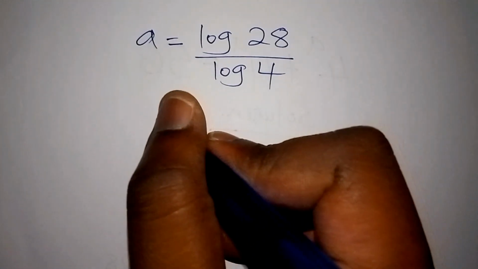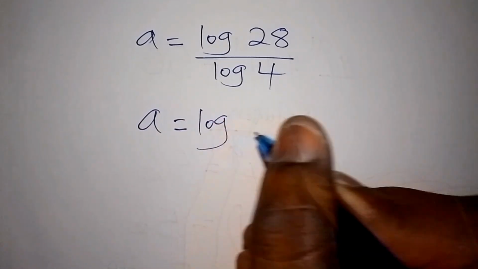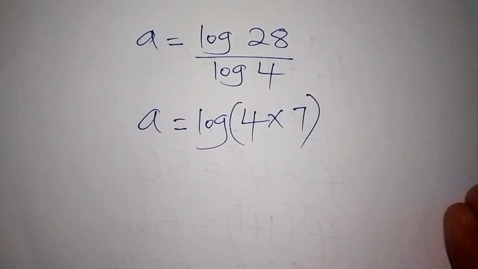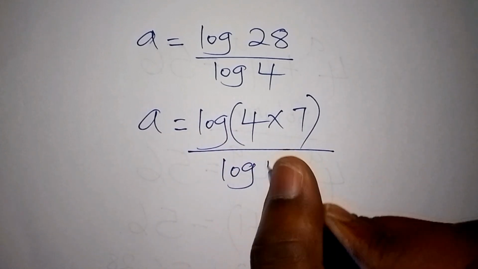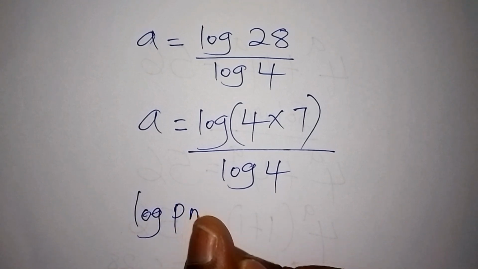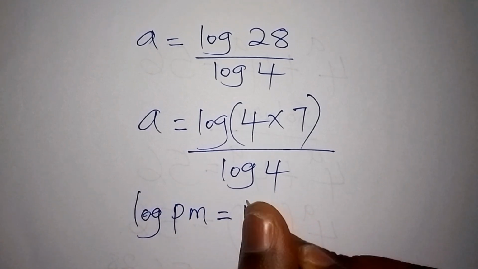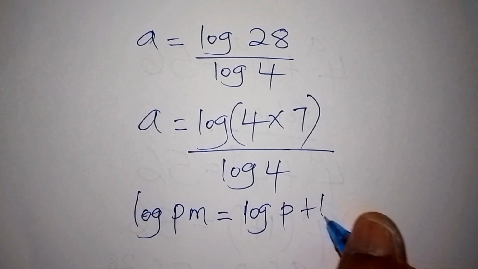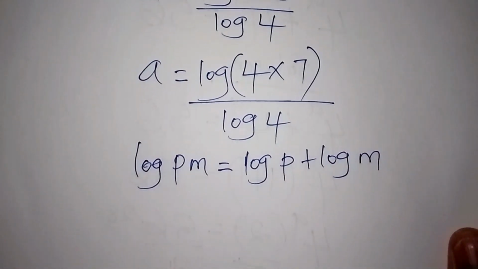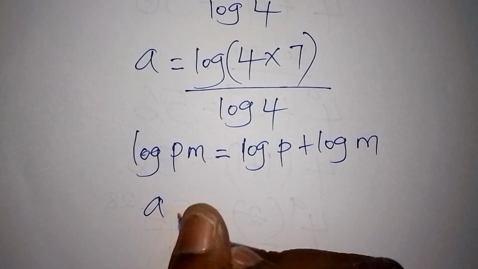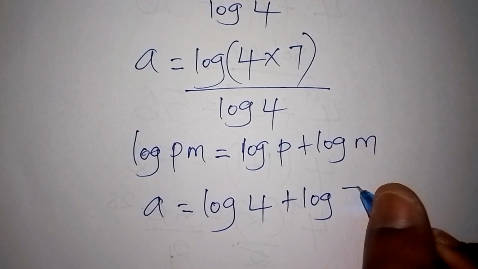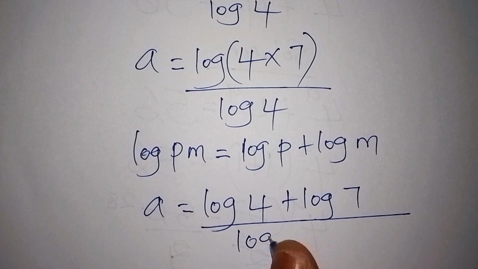So we shall have now a is equal to the log of 28, which can also be written as the log of 4 multiplied by 7, close the bracket, all over the log of 4. So assume we have the log of pm. This one can also be written as the log of p plus the log of m. So when you change the log of 4 multiplied by 7, we can write it by saying now we shall have a is equal to the log of 4 plus the log of 7 all over the log of 4.